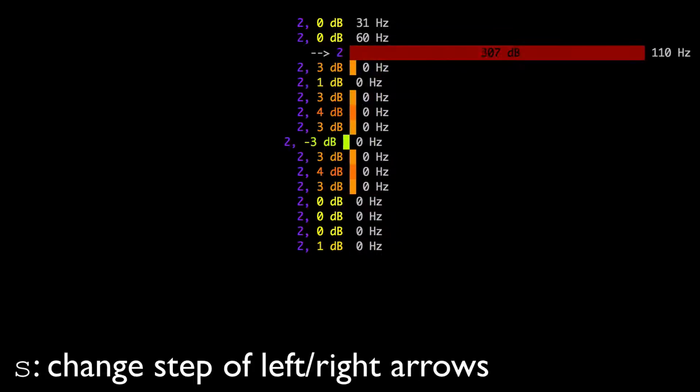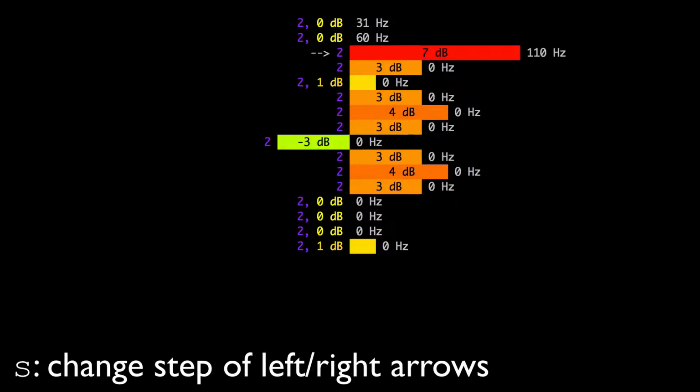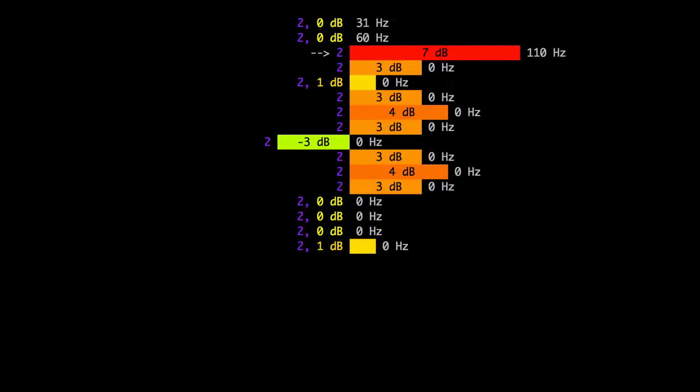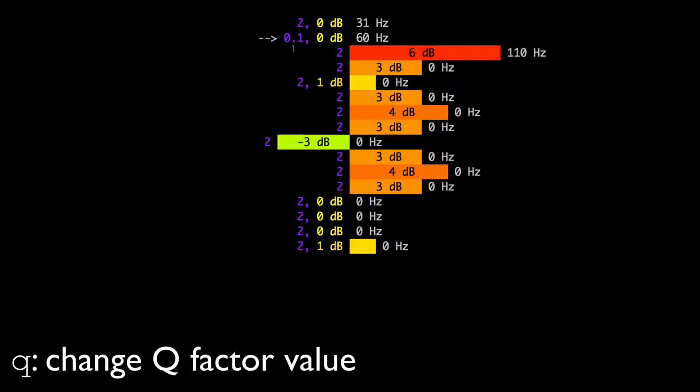So I'm going to do 100, and then it's just crazy big. And then you could also make it really small, like 0.1, and you can make it really fine. I'm going to change it back to 1. And to change the Q factor, which is these things right here, you just type Q, and then you type the number you want, so 0.1, Q4.